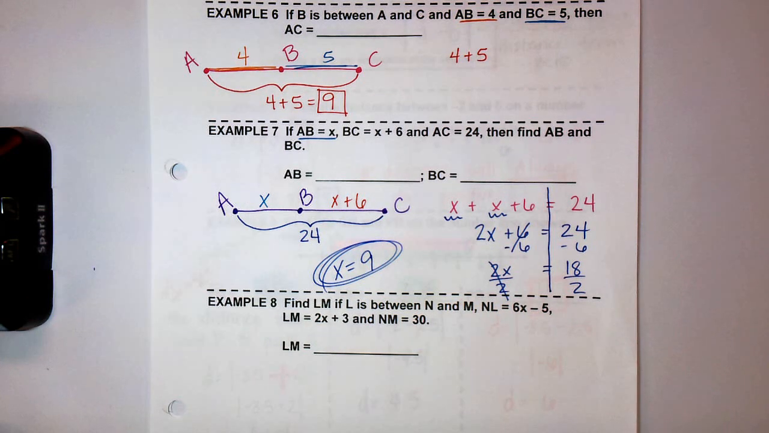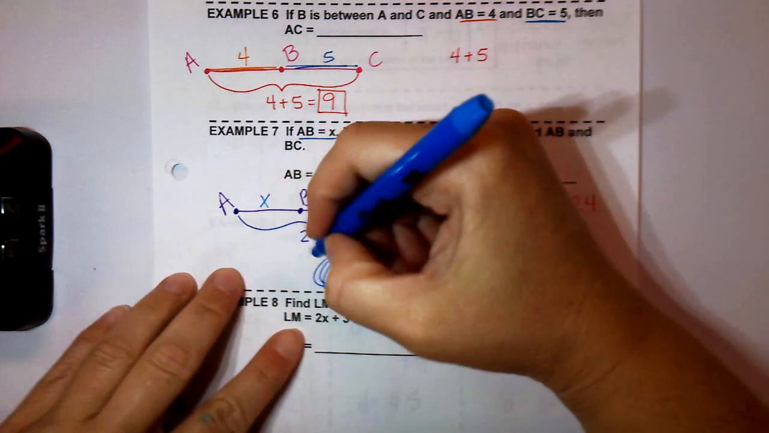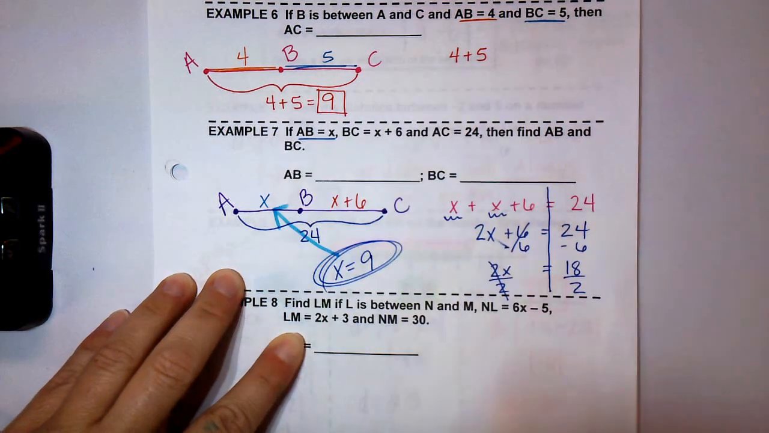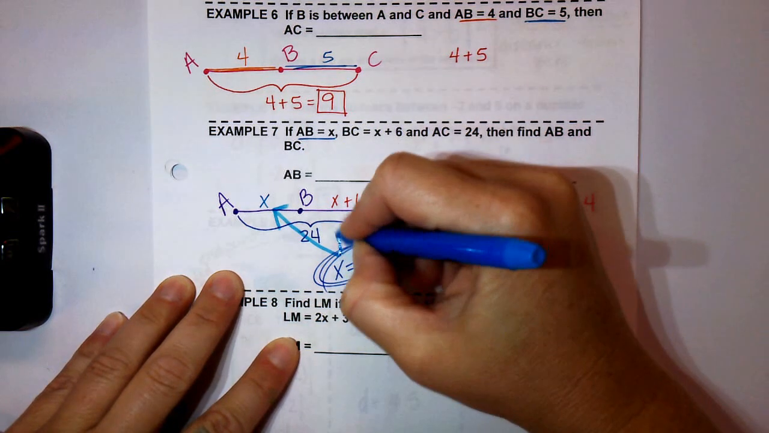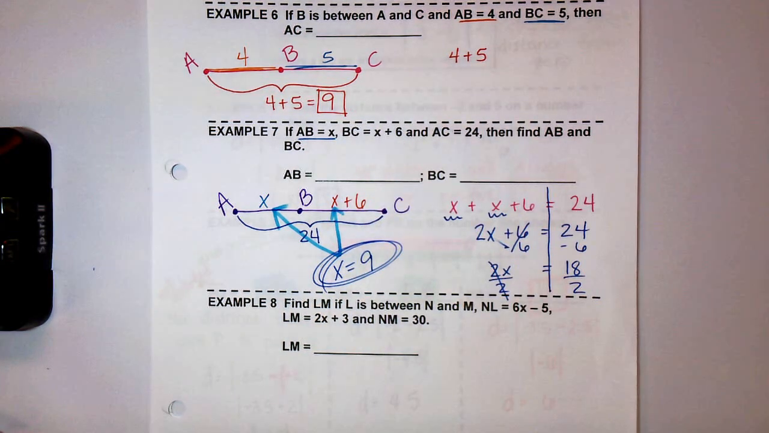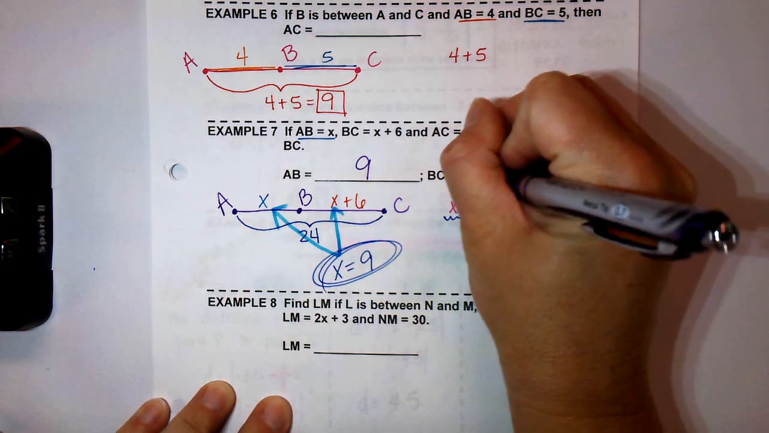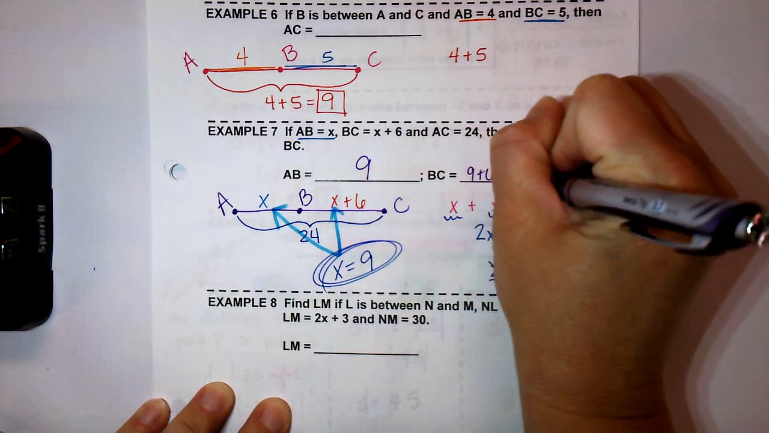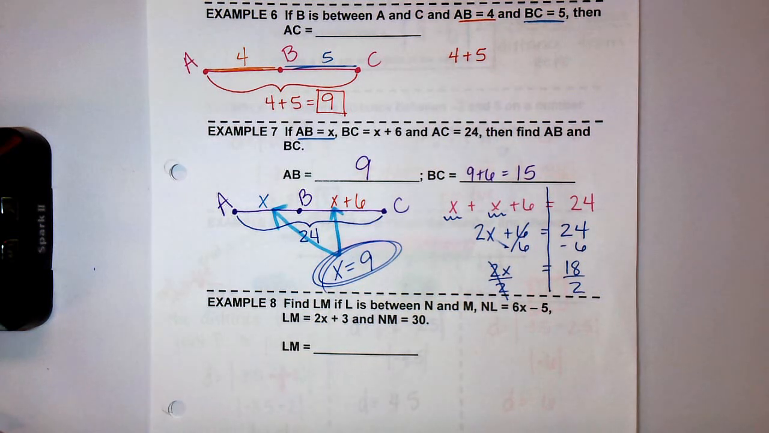They want A to B, so I'm going to go back and plug that in. I'm going to take this X, and I'm going to plug it into each one of those variables that they want. So A to B is real easy because it is just X. So that is 9. But what's B to C? 9 plus 6. Good, 15.